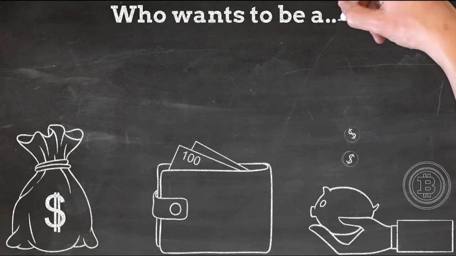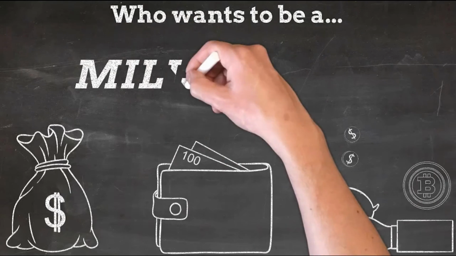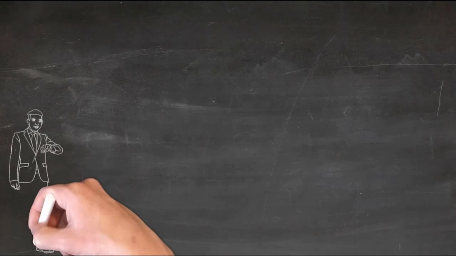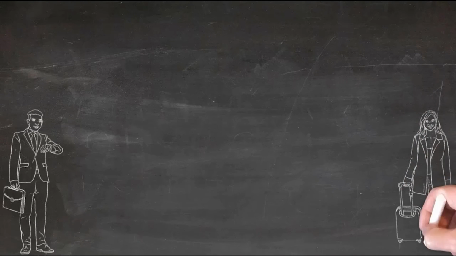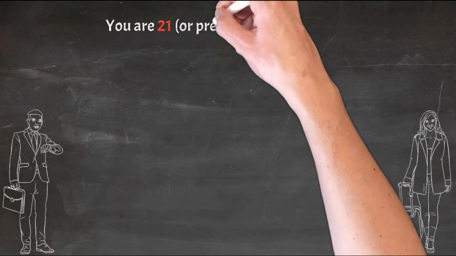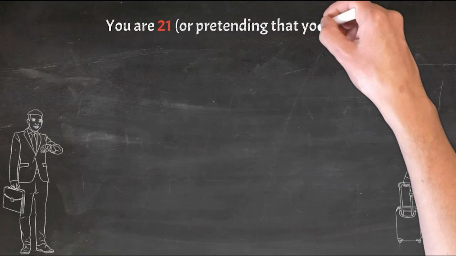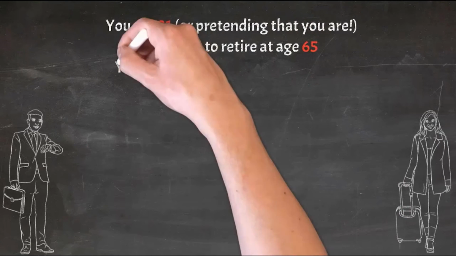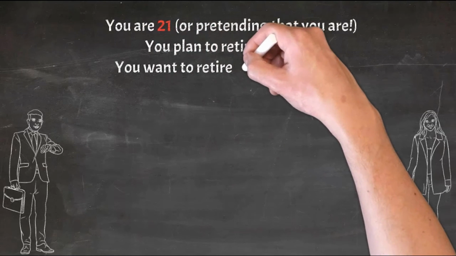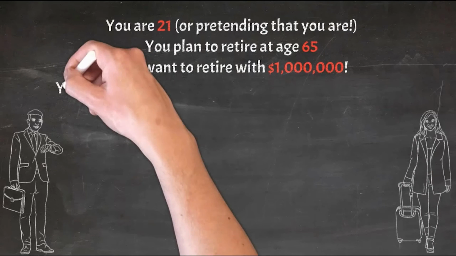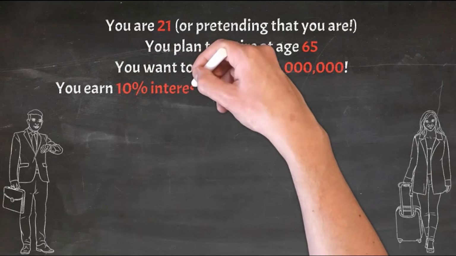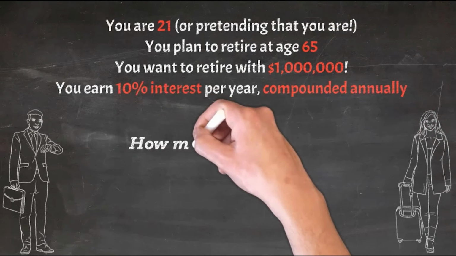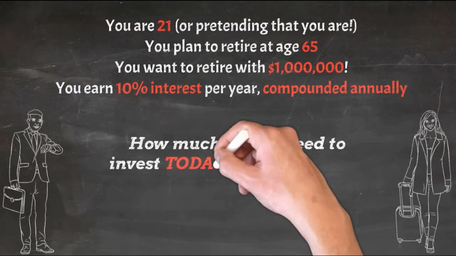Who wants to be a millionaire? Let's play Who Wants to Be a Millionaire. And here are some givens for this exercise. You are 21. If you're not 21, pretend you're 21. You want to retire at age 65 with $1 million. You can earn 10% on your money, compounded annually. No need to do the EAR that we'll talk about in Chapter 6.